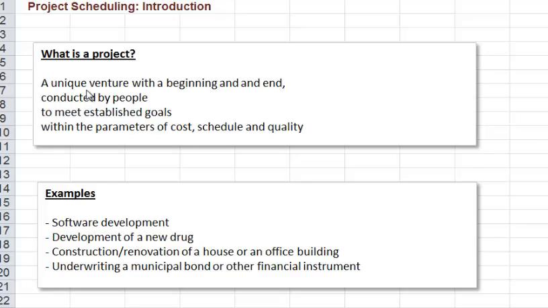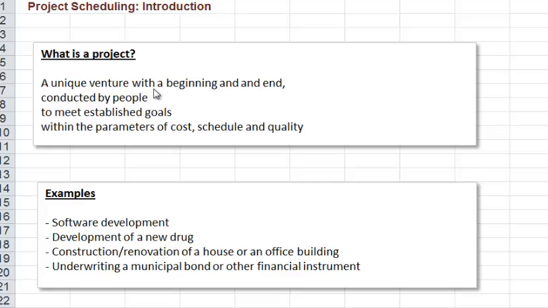It is a unique venture, so it's a one-time thing, not something that you do every day. As a student, you might also be engaged in a project for your class. That's not something that's due every week, like a weekly homework assignment, but something you do once for the semester, most likely due at the end of the semester.